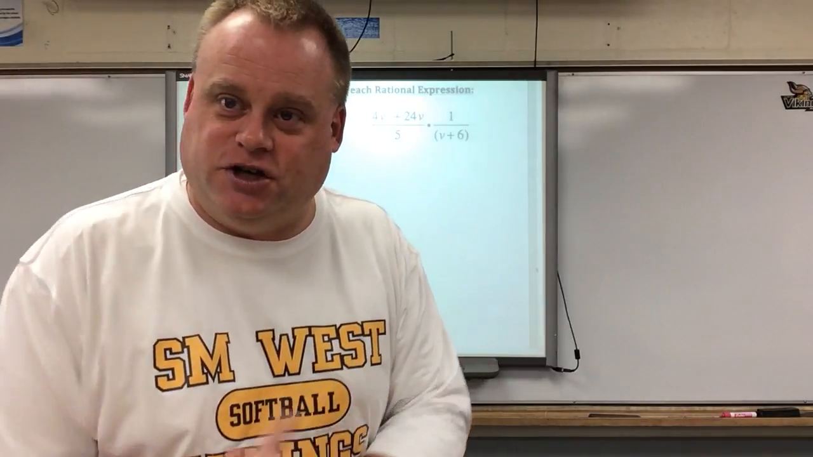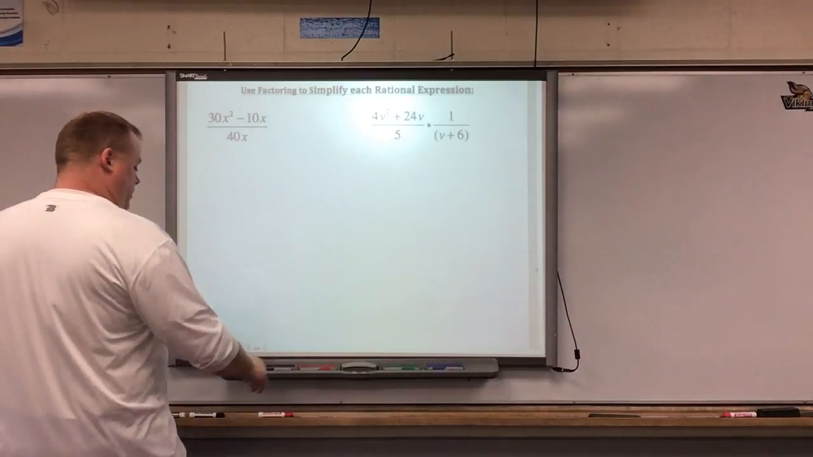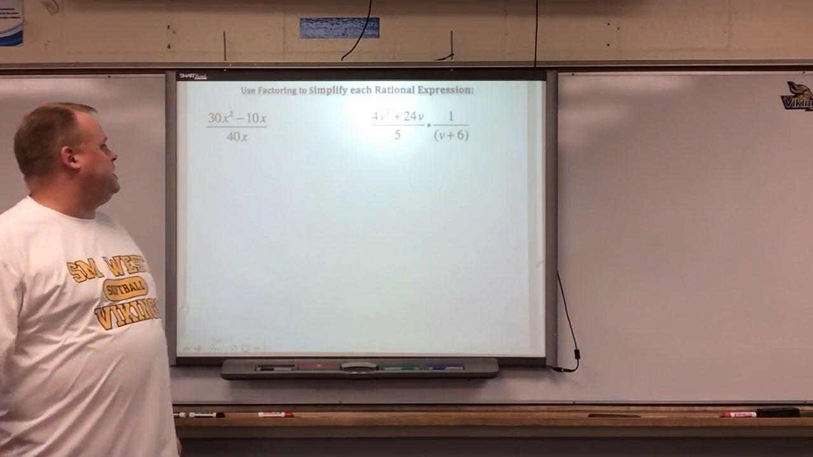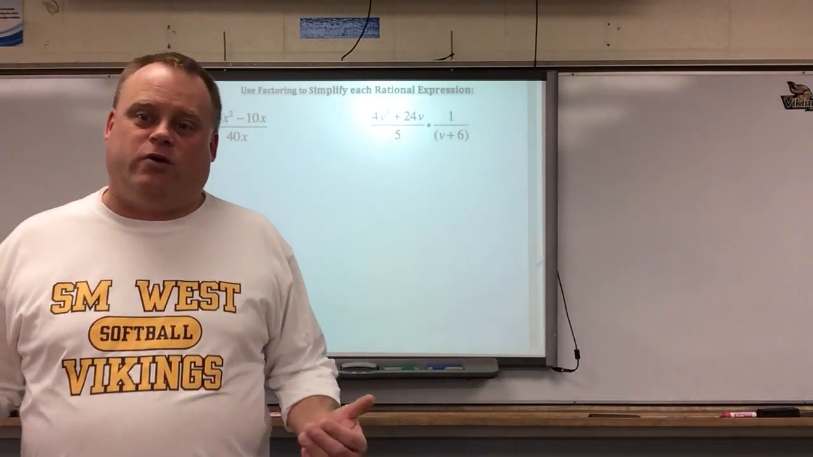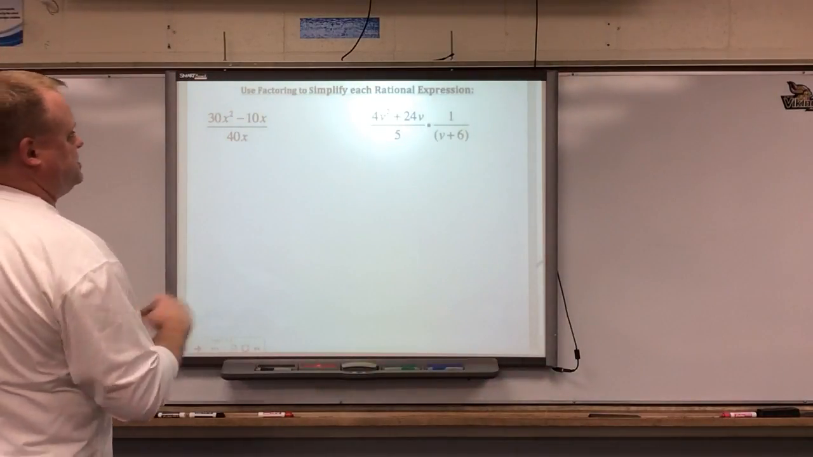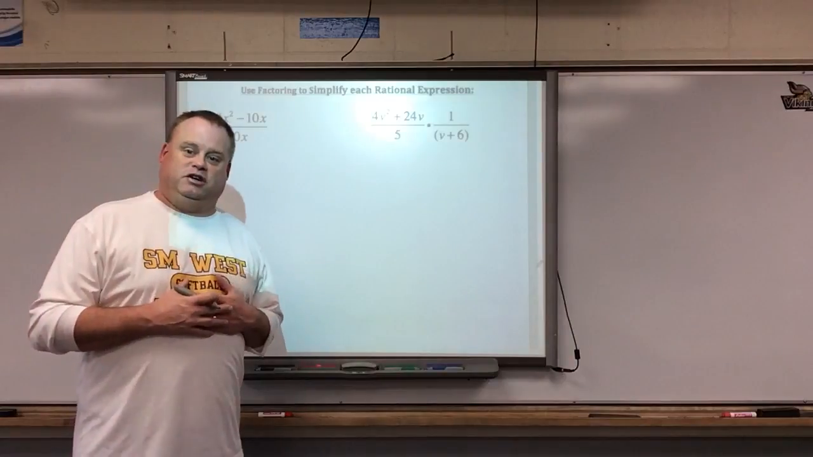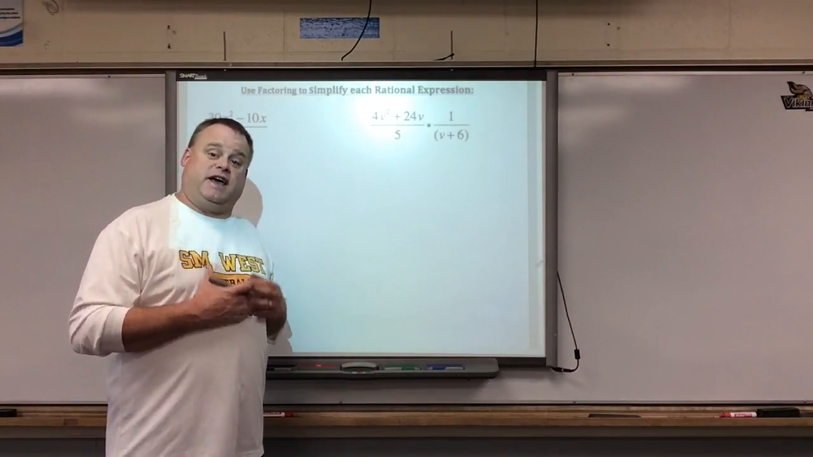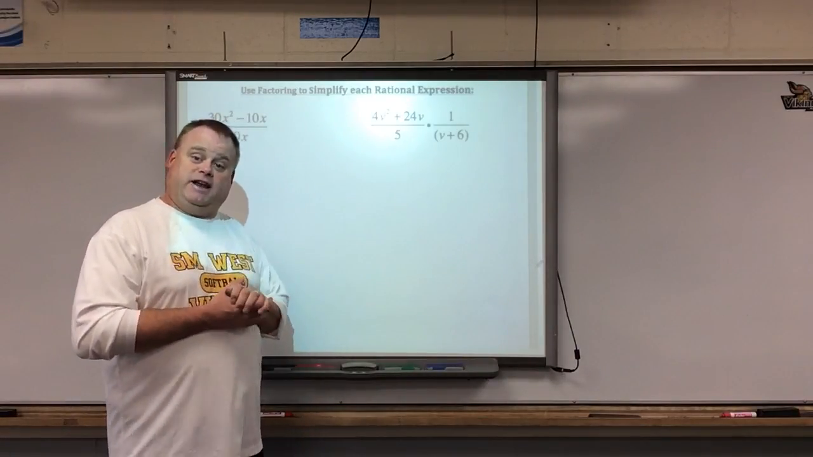All right, let's move on to the notes. Ready? Here we go. 30x squared minus 10x divided by 40x. We're just looking to simplify, as the directions say. Use factoring to simplify each rational expression. We've been doing this now for a couple of days, so this should be easy right here.